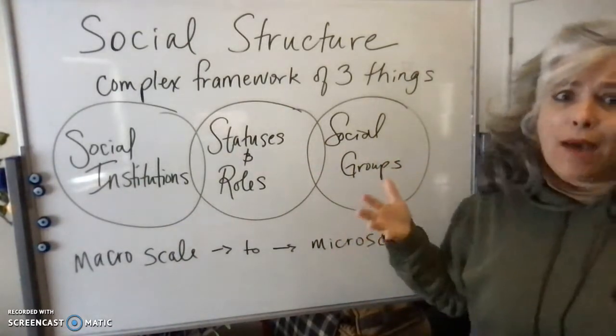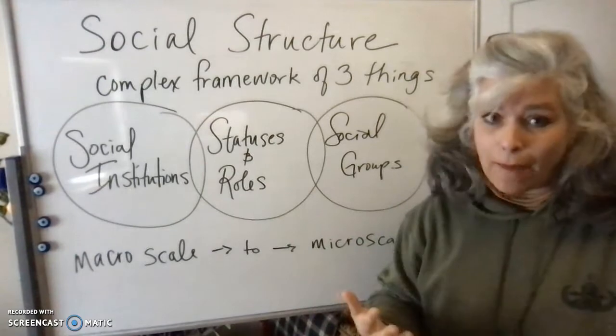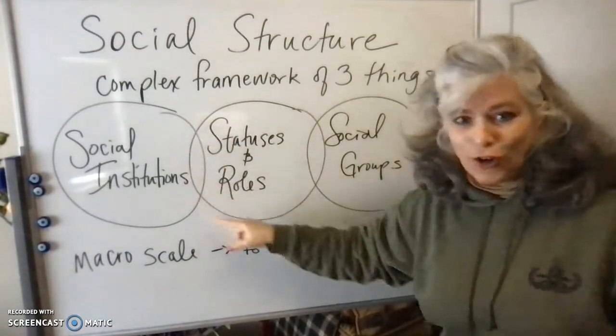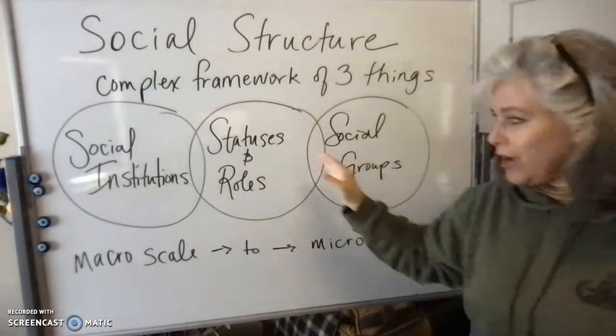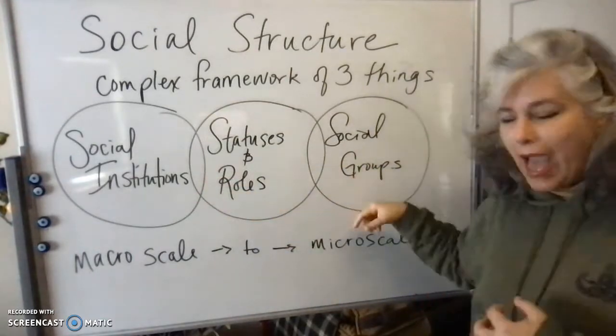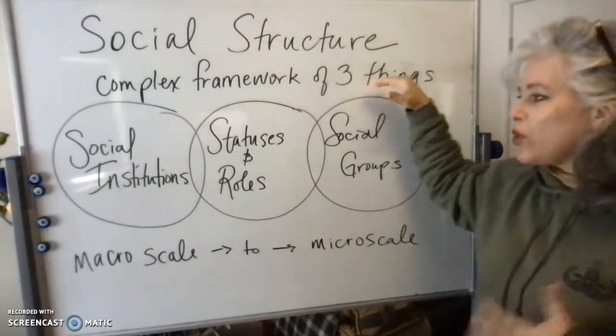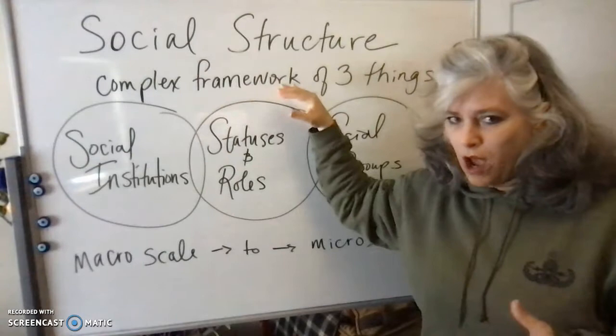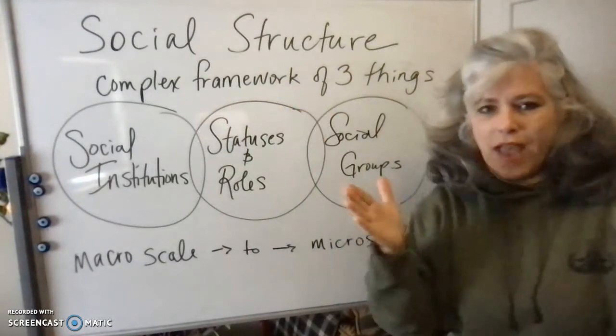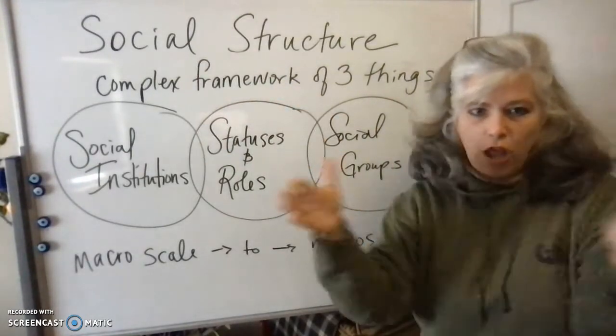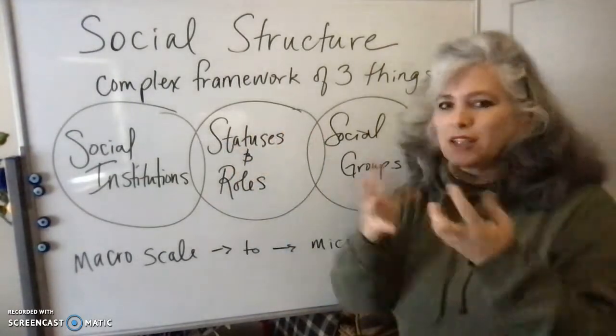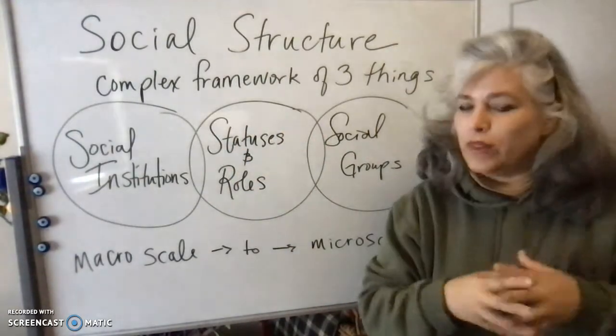Now, I am a terrible artist, my apologies, but these circles that are overlapping here, I tried to make them intentionally overlap because these are the 3 things that are part of the complex framework. However, they are not in separate boxes on a shelf that don't touch. These things are interwoven and entwined with each other.